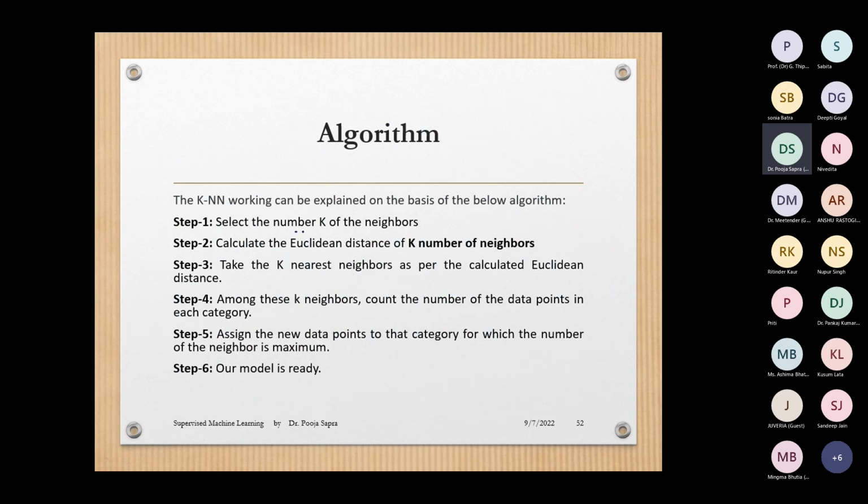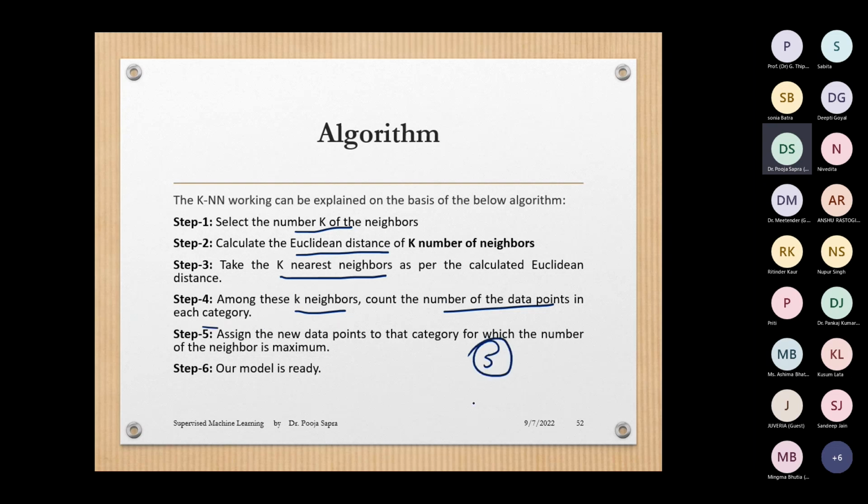It says we are required to select the number k of the neighbors. We are required to calculate the Euclidean distance of the k neighbors, right? Take the k nearest neighbors. After calculation of distance, we are required to have the closest k neighbors, right? Among these k neighbors, we are required to count the number of data points in each category.